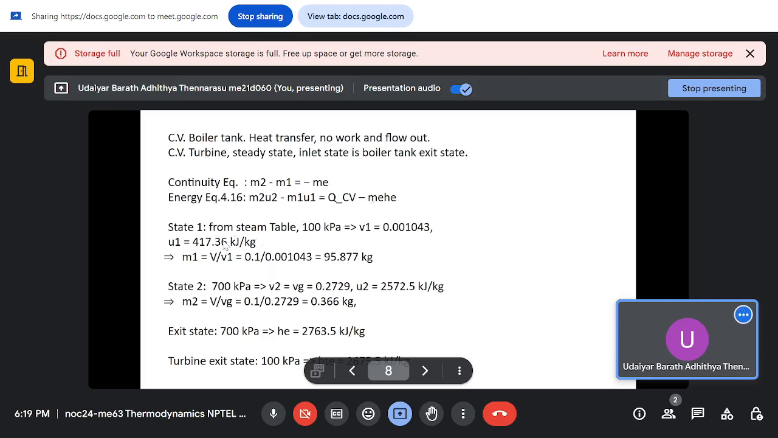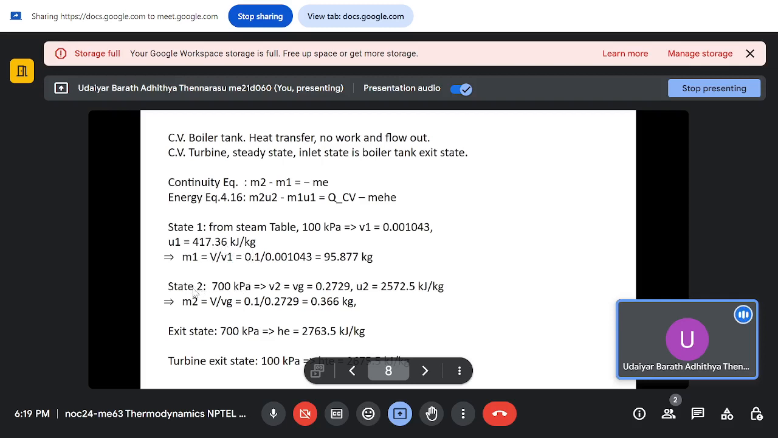From the steam table we can find the specific volume for 100 kilopascal at state 1. Initially there is negligible vapor, so you can assume it's totally liquid. So specific volume there is 0.001043, and we know the volume was 100 liters, so 0.1 meter cube divided by specific volume will give me 95.877 kg, and the internal energy corresponding to that saturated liquid is 417.36 kilojoule per kg.